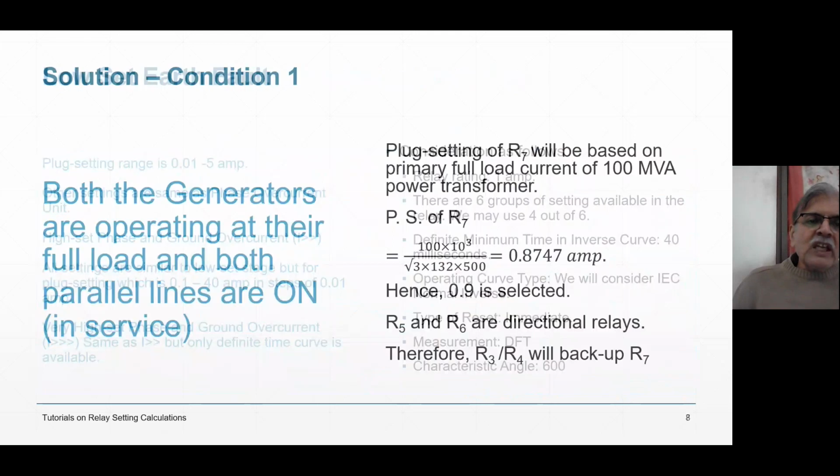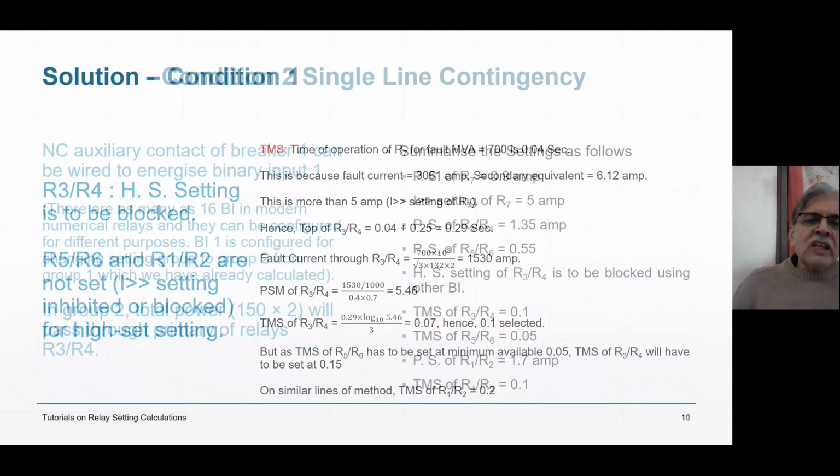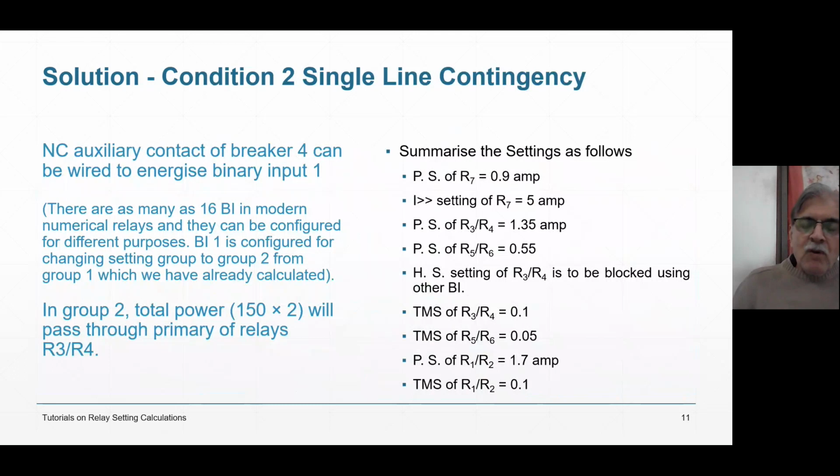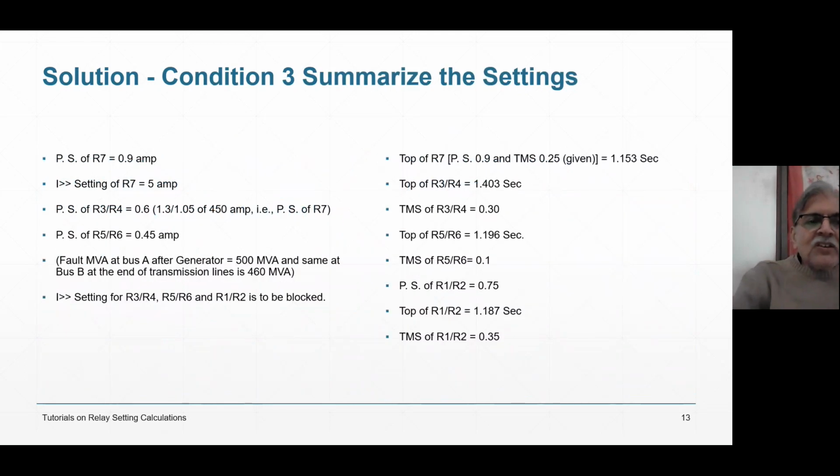Therefore, in condition 3, my dear friend, the fault level at A is not 1000, it is 500. It is halved because one generator is off, and fault level at bus B is 460 MVA. Therefore, the fault levels themselves are changing, and therefore I double check the settings for R3, R4, R5, R6, R1, R2. As usual, I am blocking.